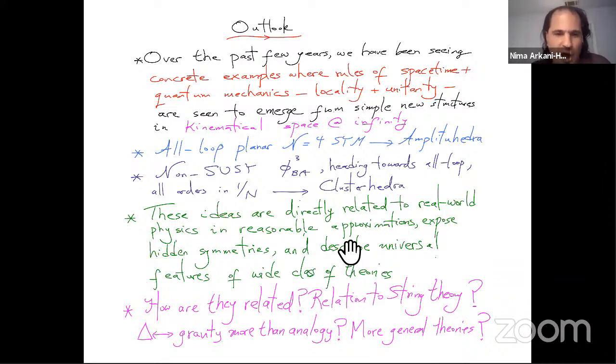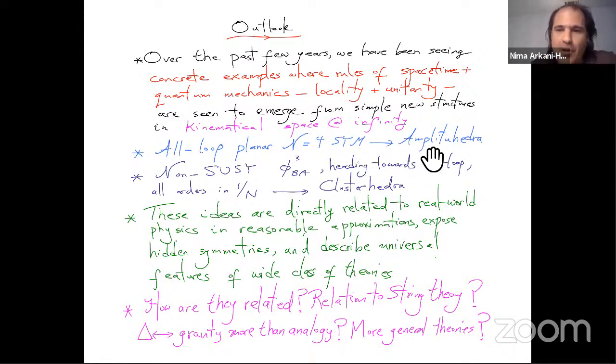As I said early on, what's important about these ideas to me, certainly what drives me to study them, is that they're directly related to real world physics in a reasonable approximation. Again, the world we see when we look in the window outside, they expose hidden symmetries even in places we didn't expect to see them, like the simple scalar field theory. And they describe certain universal features of the singularities of a wide class of theories. And there are many open questions.